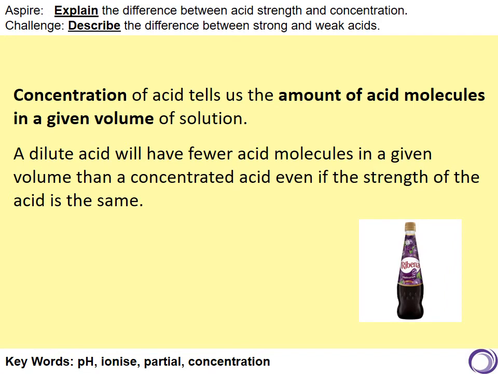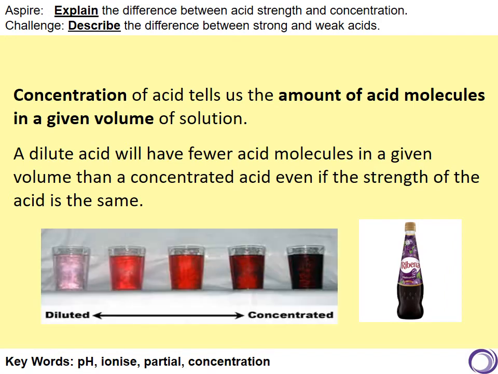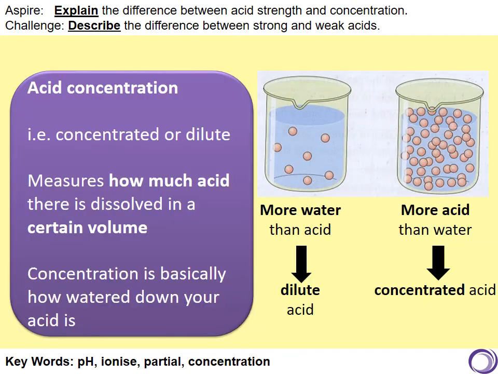Looking at Ribena then, just to illustrate concentration, on the left we have dilute Ribena, which will have very few Ribena particles in it, but on the right we have concentrated Ribena, which will have lots of Ribena particles in it. Acids are very similar. So thinking about acid concentration, in a dilute acid there will be less acid particles. In a concentrated acid there will be more acid particles.